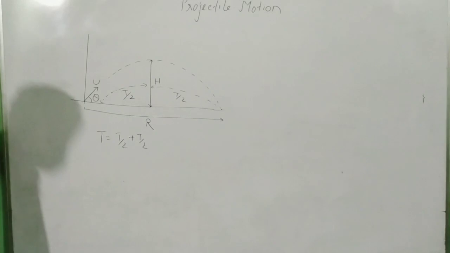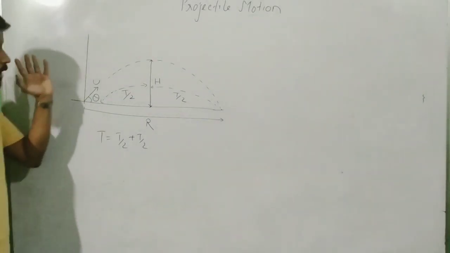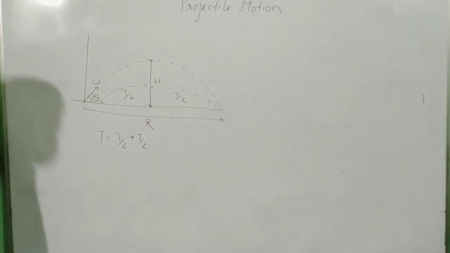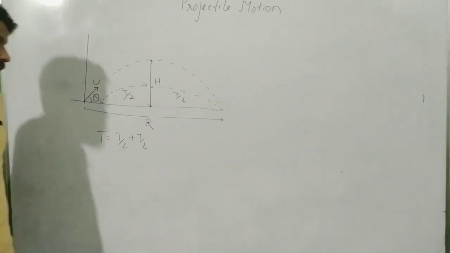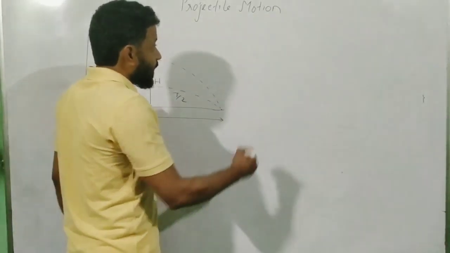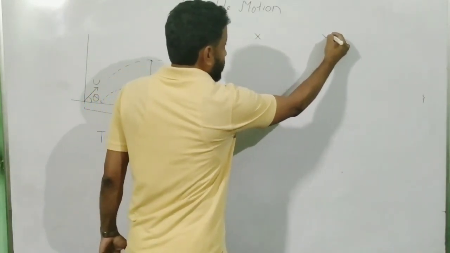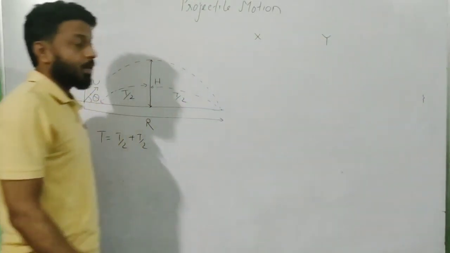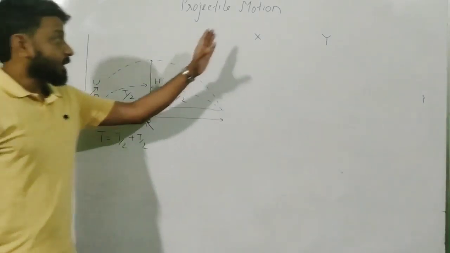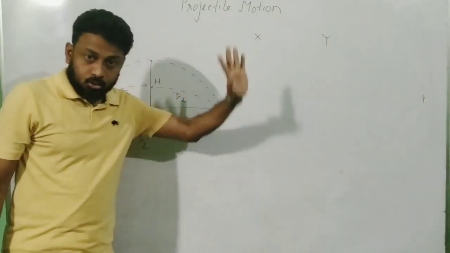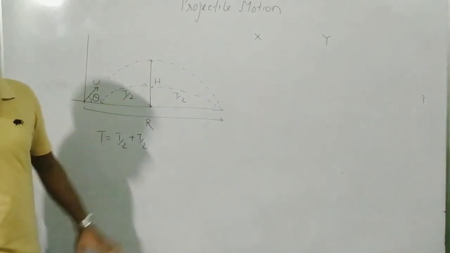Now, how to deal with projectile motion? To deal with projectile motion, we are going to discuss it in two different ways, and those two different ways are x and y. What is x and what is y? X is the x component and y is the y component.